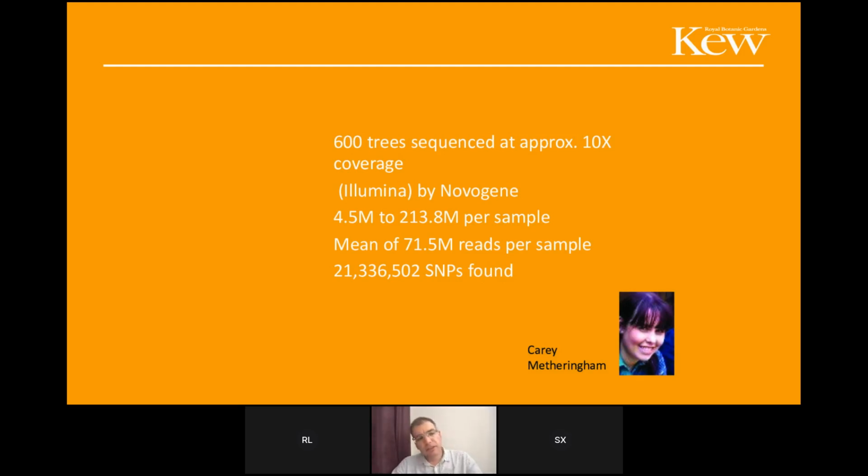Anyway, so we collected DNA from 600 trees, and we sequenced them individually at 10x Illumina coverage, and we did that work with Novogene, generating between 4.5 million to 213 million reads per sample. And mapping all of that, we found about 21 million SNPs found in this population.